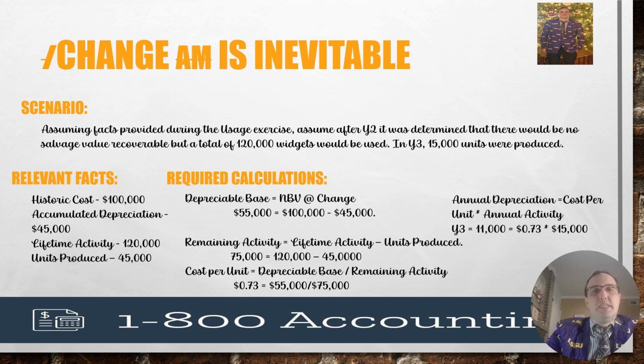So our depreciable base is going to need to be recalculated. Again, we're not going to change history. So our new base is going to be the net book value at that change. Again, we don't have a salvage value here anymore. If we did, we would take the net book value at change and then subtract out the salvage value of the new estimate. Again, our remaining activity is going to be the lifetime activity they told us minus the units produced. And then that gives us a new cost per unit of 73 cents. And in year 3, we multiply that 73 cents by the 15,000, and that gives us 11,000 units. Okay.